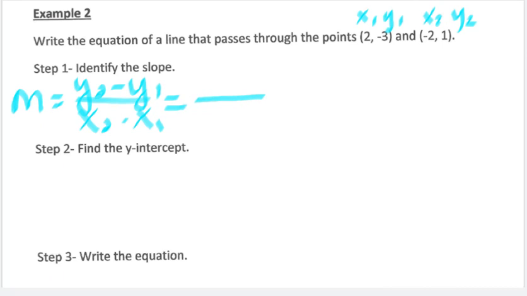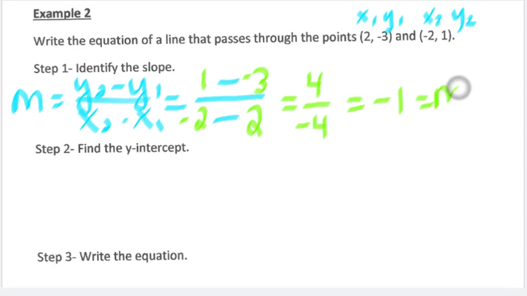Now I'm going to draw my fraction bar and my 2 minus signs before I plug in any values. All right, so we have 1 minus -3, and then we have -2 minus 2. So 1 minus -3 is 4. -2 minus 2 is -4. 4 divided by -4 is -1. So this is my slope for this problem.